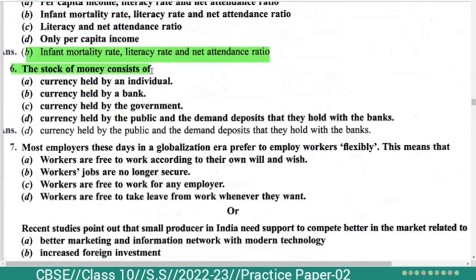Sixth question. The stock of money consists of, given options are: A. Currency held by an individual, B. Currency held by a bank, C. Currency held by the government, D. Currency held by the public and the demand deposits that they hold with the banks. Here the correct answer is option D. The stock of money consists of currency held by the public and the demand deposits that they hold with the banks.